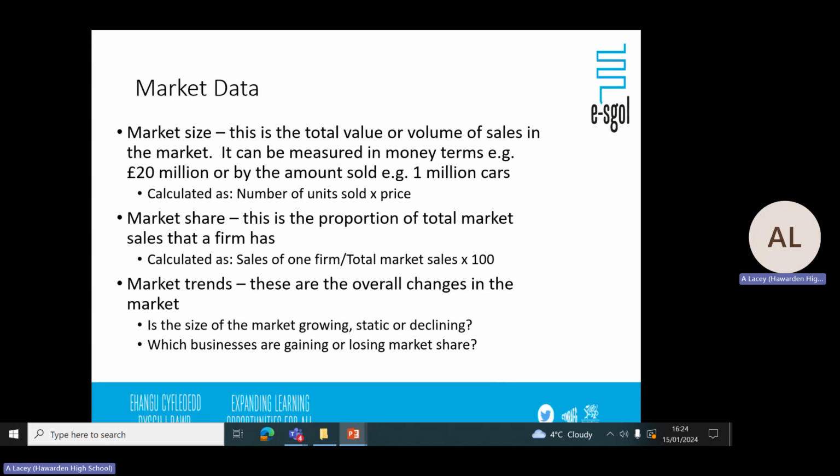Now, your market share is the proportion of the total market sales that a firm has. So calculated as sales of one firm divided by the total market sales, and times that by 100 to get your percentage. And then your market trends, and these are the overall changes in the market. So is the size of the market growing, static or declining? Which businesses are gaining or losing the market share? And it's kind of analysing that as your business to try and see where you're up to.